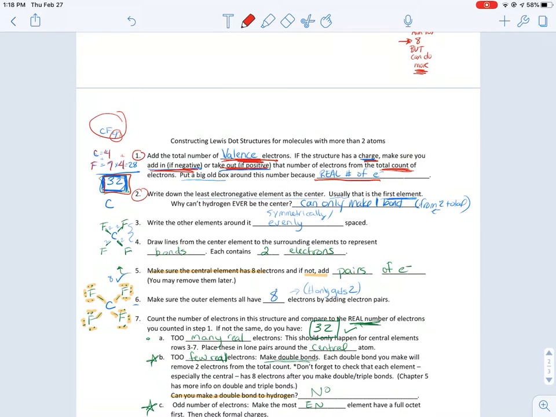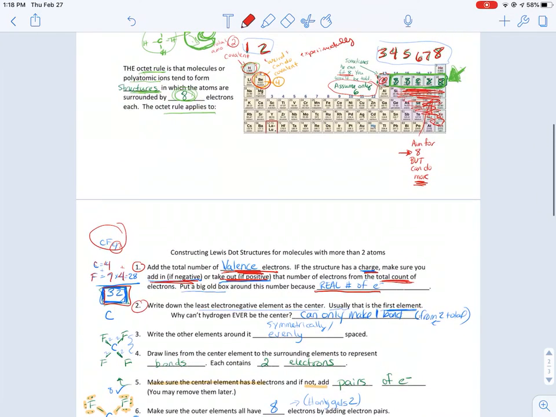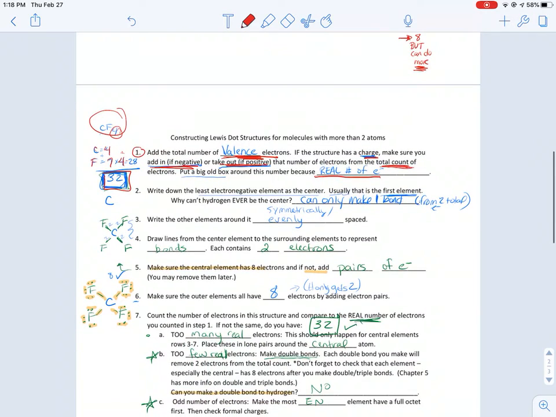Step 2. Write down the least electronegative element as the center. If you can't remember, this guy right here is the most electronegative, so you want to be away from him. Carbon's over here, so you can see how he's far away from that fluorine. Fluorine's the most electronegative. Also, it's almost always the first element.